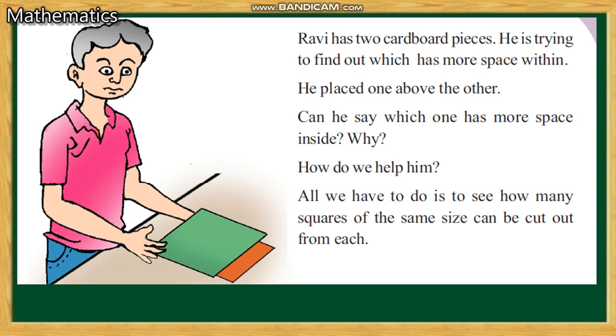Then can he say which has more space inside? No. Here you can look, here red has more space, and here green has more space. So we can't say which has more space. Once again, Ravi has two cardboard pieces, first green, second red. Ravi placed one above the other, but he can't say which has more space.